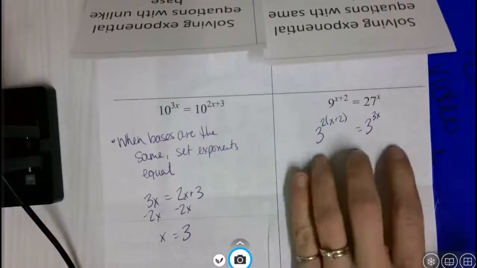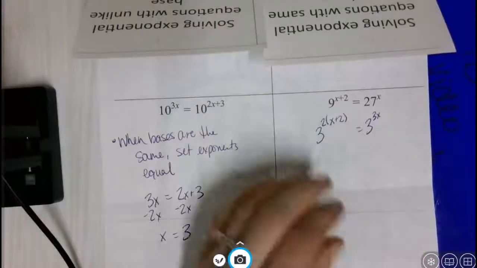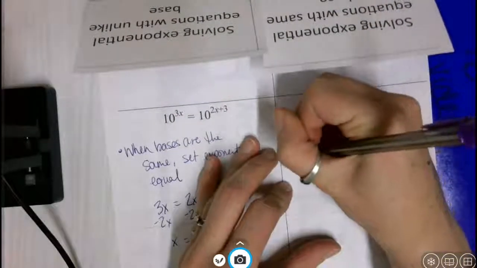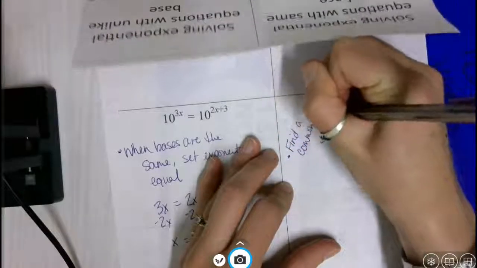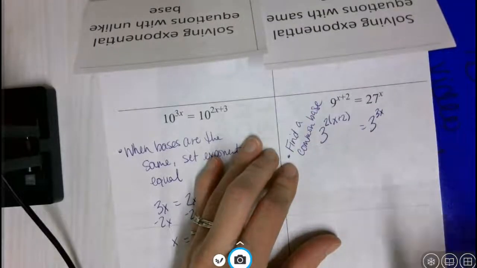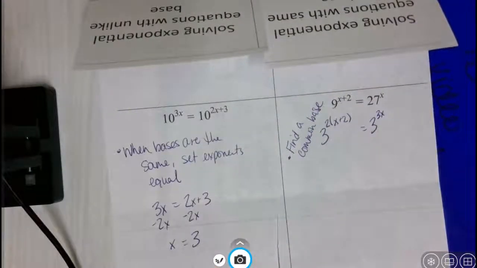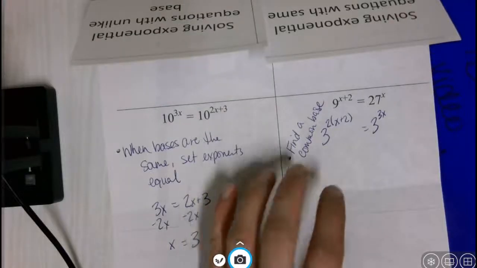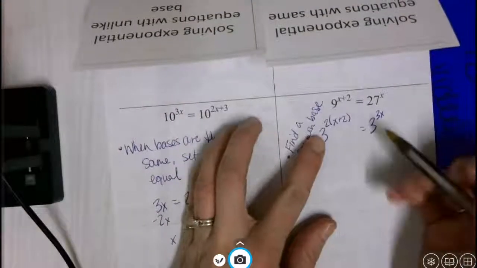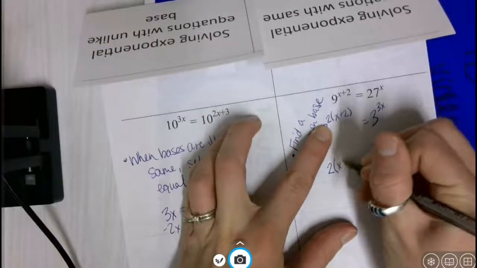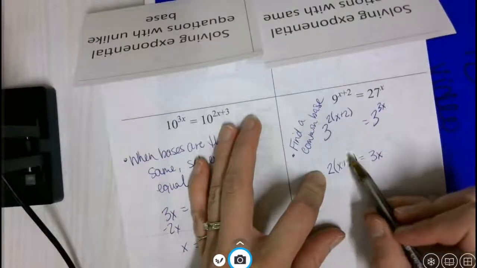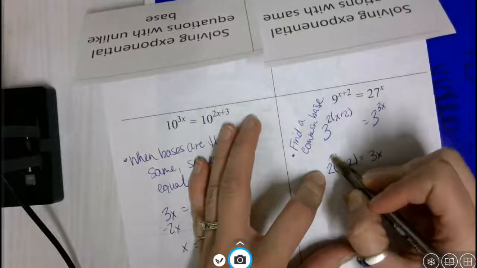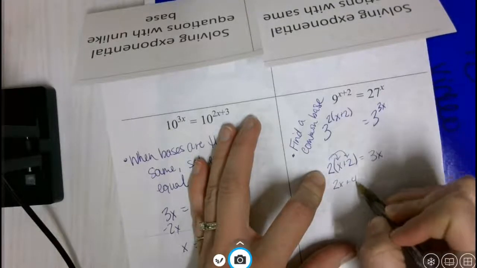Well, now my bases are the same, so now I can set my exponents equal. So the first step I have to do over here is find a common base. So I'm going to give myself that little note, because that's a really important step here to do. So now that I have those common bases, I'm going to go ahead and set my exponents equal. So I have, on my left side, 2 times the quantity x plus 2 equals 3x. So the first step I always do is I use my distributive property. So I go ahead and multiply this times everything. So I have 2x plus 4 equals 3x.